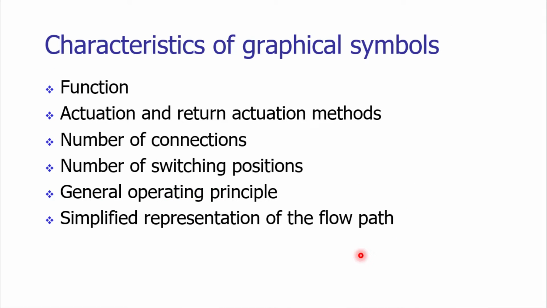Basically, the graphical symbols give us information about the function of that element, how to actuate or return it, the actuation method, how many connections there are to that particular device, maybe a valve or an actuator, how many switching positions that valve has, and what the general operating principle is. This information is communicated through the graphical symbol.